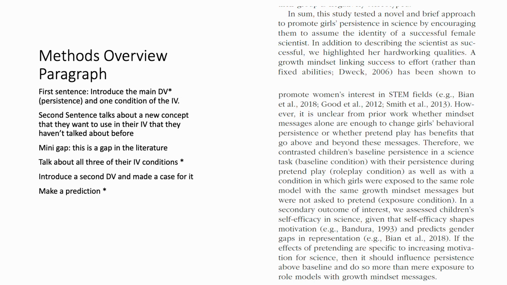Then their second sentence, you can really skip it. It talks about a new concept that they want to use in their independent variable. For all of you, your IV should be explained to some degree. Now, if you do have a new concept in your IV that you're bringing up in the last paragraph of your intro, this is how you do it. Most of my students don't need to do that. So the second sentence doesn't matter.